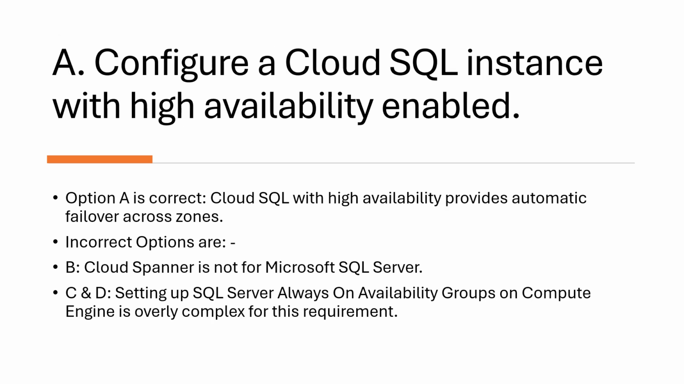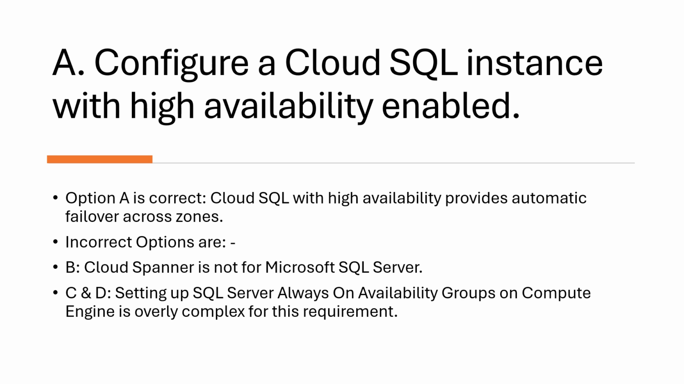The correct answer is A. Configuring a Cloud SQL instance with high availability, HA, enabled. This is because Cloud SQL's HA feature provides automatic failover in case of a zonal outage, ensuring minimal downtime. Cloud SQL manages the underlying infrastructure, abstracting away the complexity of manual failover setup.